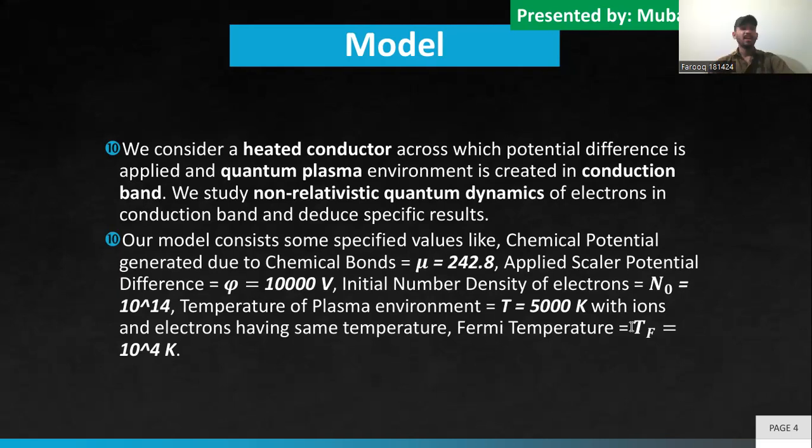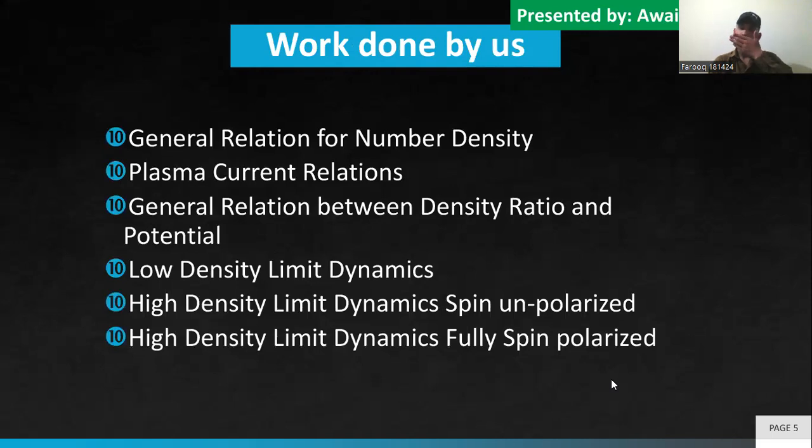Our model has some specified values: chemical bonds create a potential of 242.8 volt, and the applied scalar potential is 10,000 volt. The initial number density of electrons is supposed to be 10 to the power 14, the temperature of the plasma environment is 5,000 Kelvin, and the Fermi temperature is 10 to the power 4 Kelvin. Now the work done by us, what we have done till now: the general relation for number density.